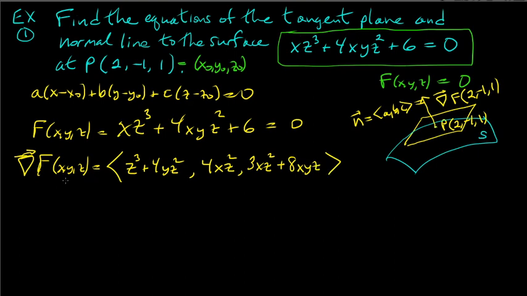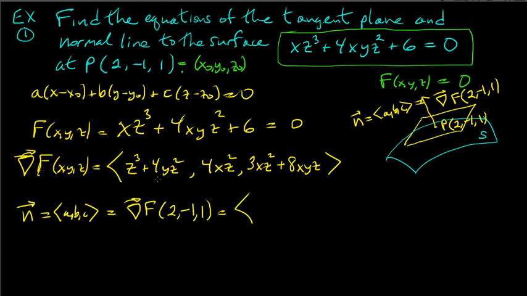So that's the gradient at any point on the surface, but we're only concerned with one point in particular, and that's this point right here. So for that, we'll just plug in. Our normal vector n, in fact, you can write it as n here, a, b, and c, will just be the gradient of capital F. And we plug in x equals 2, y equals -1, z equals 1.